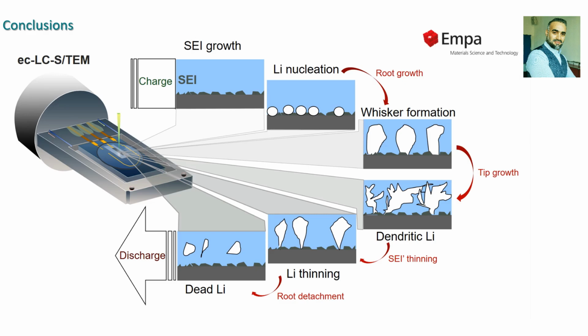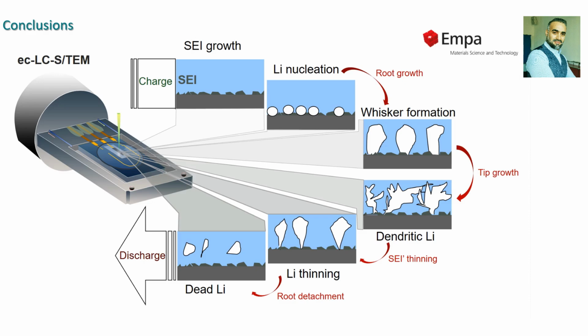Using this method, we were able to study the growth of solid electrolyte interface, and to show that lithium dendrite growth is a multi-step process, starting with the growth of nanoparticles, and then the root growth allows the formation of dendrites, and then after that the solid electrolyte interface plays a role in switching from root growth to tip growth, and then we have dendritic lithium shape.